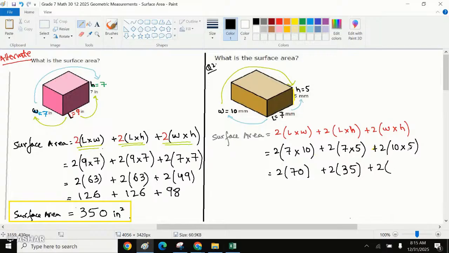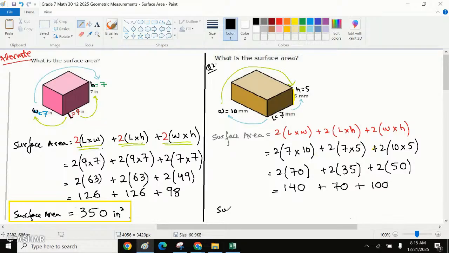10 into 5 is, thank you, Prem. Let's continue with the question. 10 into 5 is 50. Thank you for informing me. 2 into 70 is 140. 2 into 35 is 70. And 2 into 50 would be 100, right?